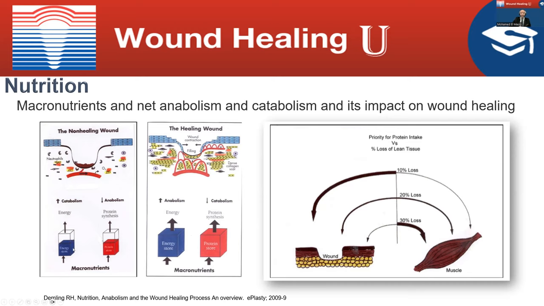If there is macronutrient deficiency, which decreases the energy stores, it increases the catabolism during the wound healing process, and also decreases the protein content and protein synthesis, which decreases the anabolism. All of those contribute to non-healing wounds and stalling wounds. If you provide those patients with macronutrients and supplementary vitamins and other trace elements, there will be replenishment of the energy stores and the protein stores as well, regaining the balance between anabolism and catabolism and improving wound healing.